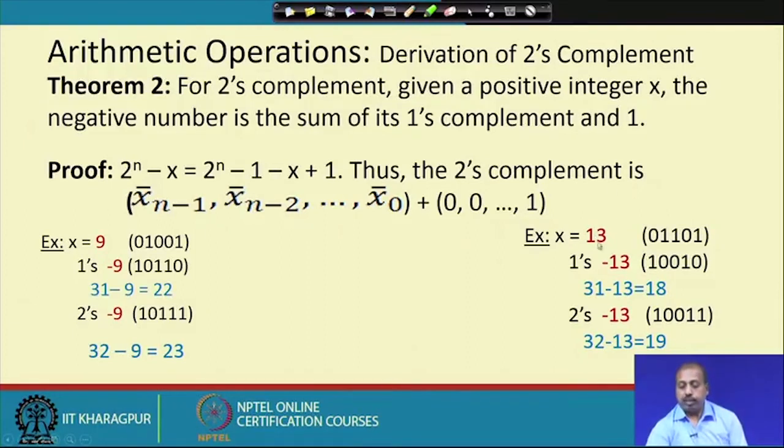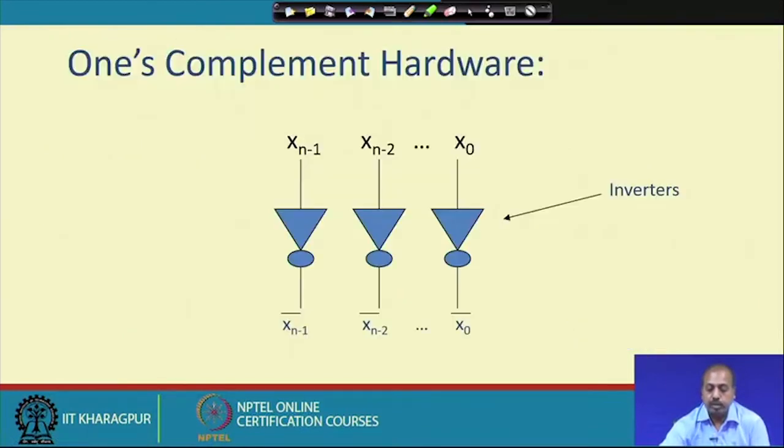Similarly, here for the 13 also we can get its 1's complement as 10010, and 2's complement as 10011. So, this way you can prove these 1's complement and 2's complement rules.